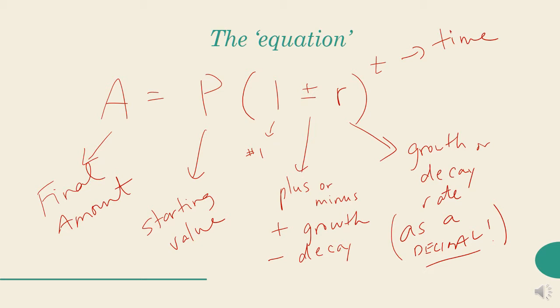So make sure you have that equation down. We're going to use that to build the rest of our equations. Again, those letters are just placeholders. Really, it could be any letter, but that's the format. 1 plus or minus some value for growth or decay times the initial population, some exponent, usually time, and that's going to give us the final amount.